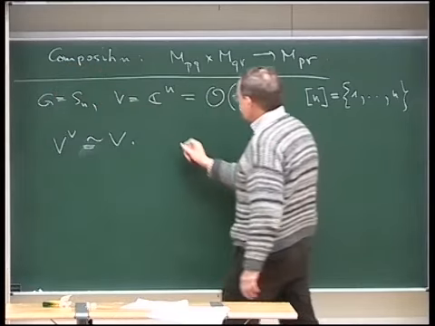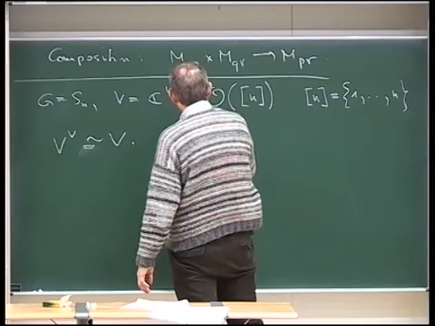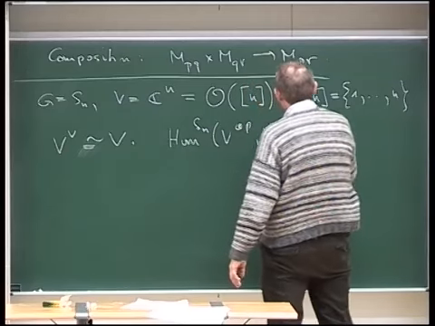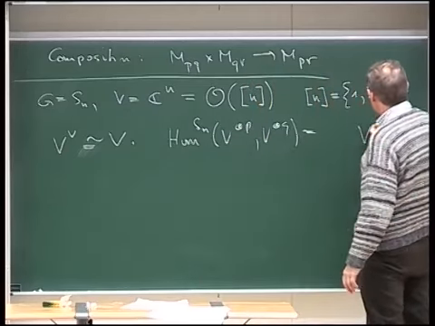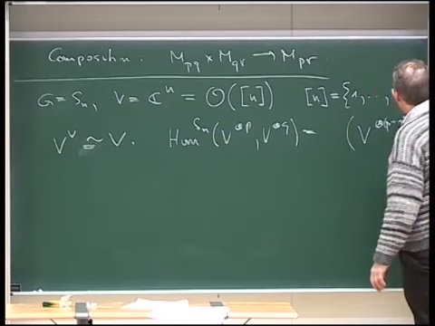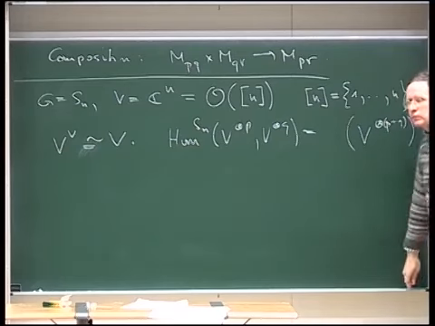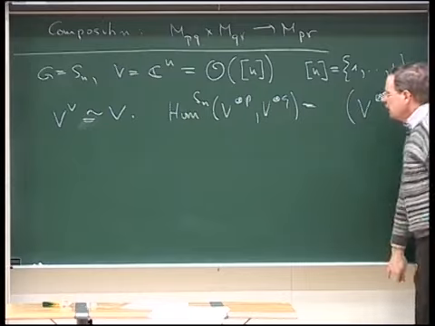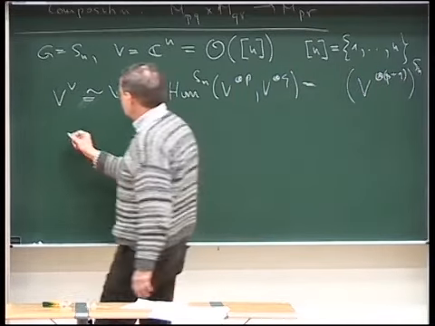And this means that Hom_Sn(V^⊗P, V^⊗Q) is actually the same thing as the fixed points in V^⊗(P+Q). Therefore, you have one parameter less. Now we describe this here.